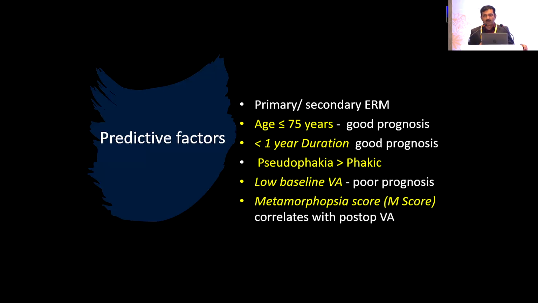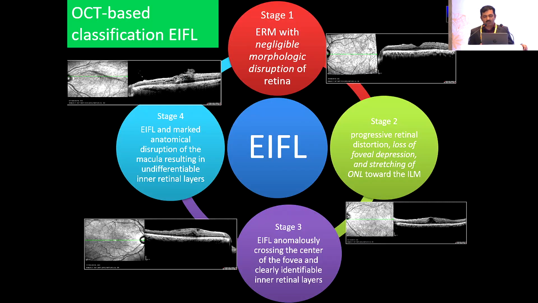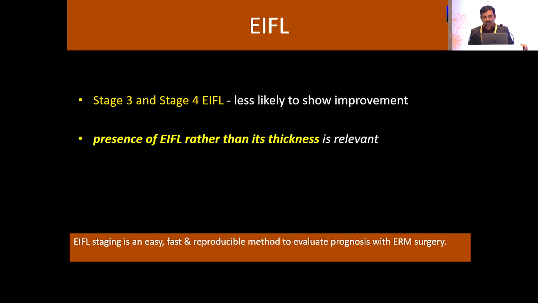Next, moving on to the epiretinal membrane, it could be either primary or secondary. The younger the age, the better the prognosis. The lesser the duration, the better the prognosis. Pseudophakic patients do well. Look at the metamorphopsia score also. One important thing to look at in epiretinal membrane is the presence of an ectopic inner foveal layer. The grading you can see on the spectral domain OCT; the stage 4 ectopic layers tend to do poorly when compared to the others.